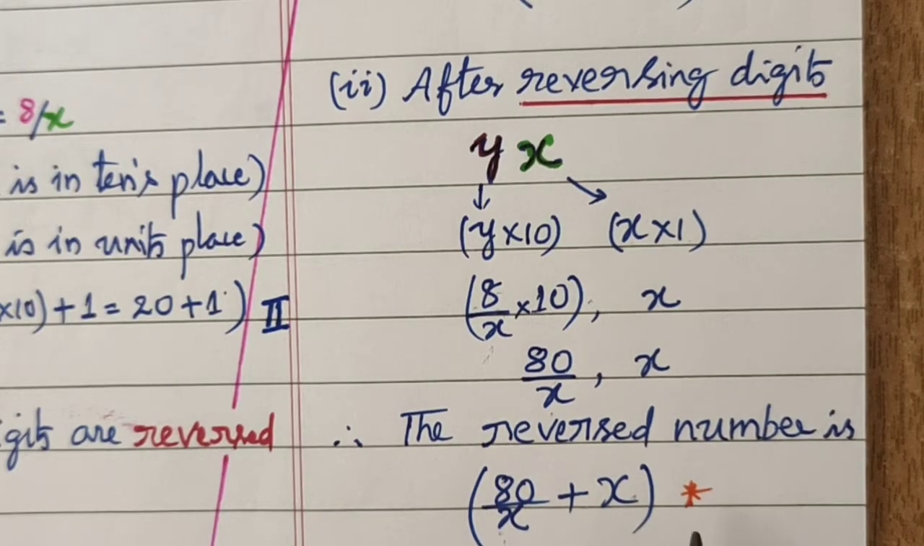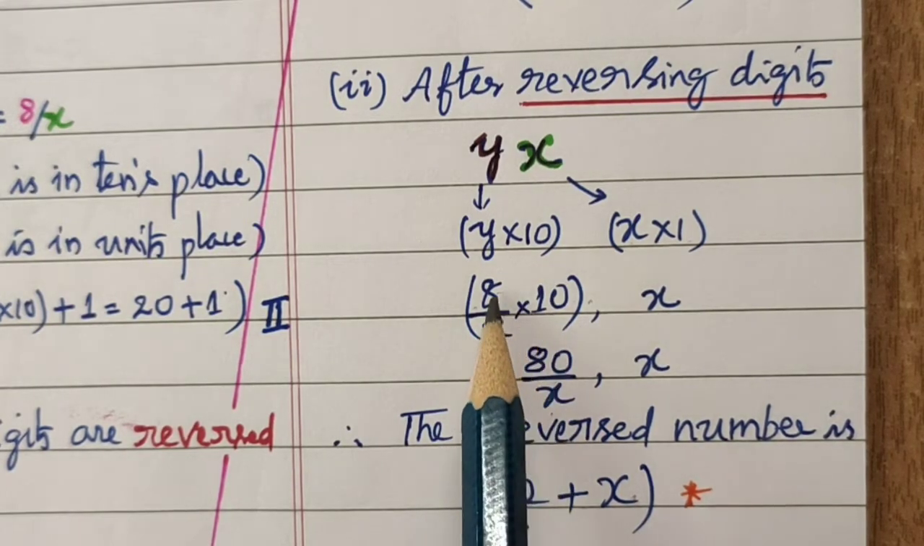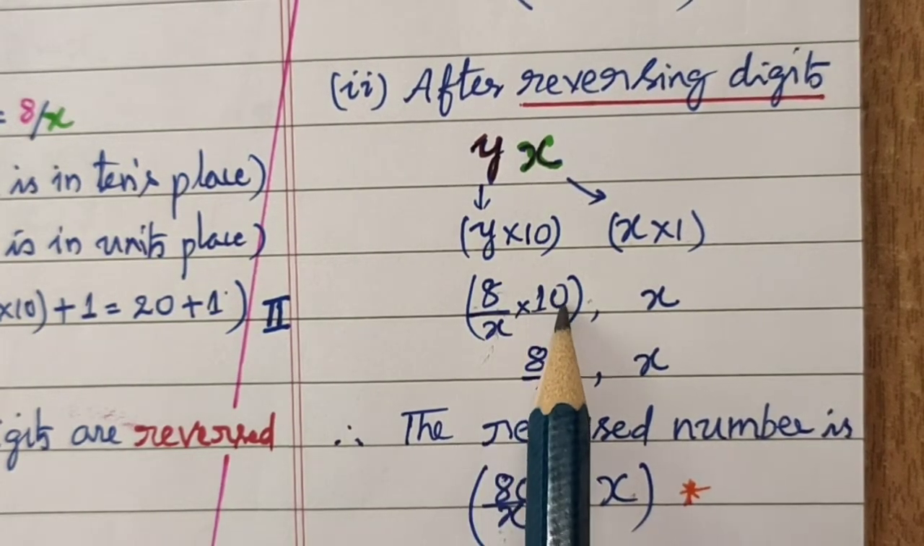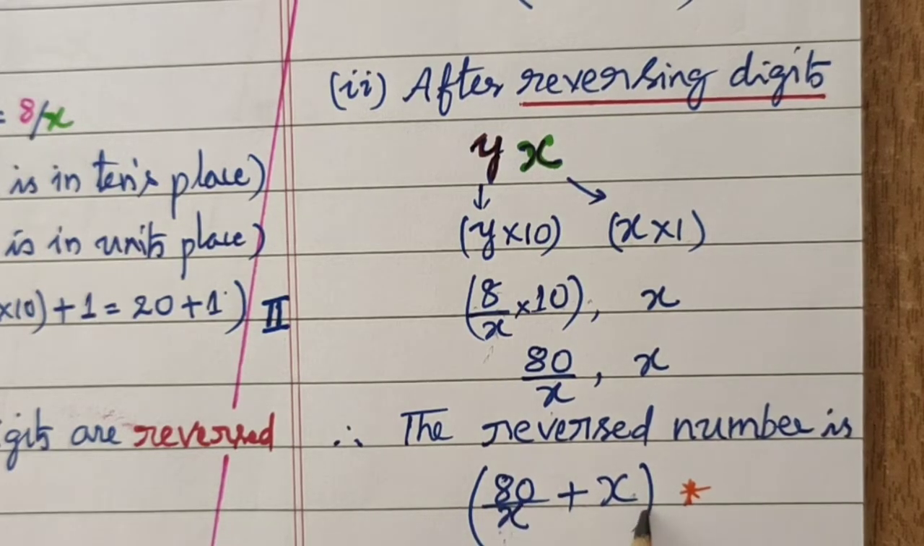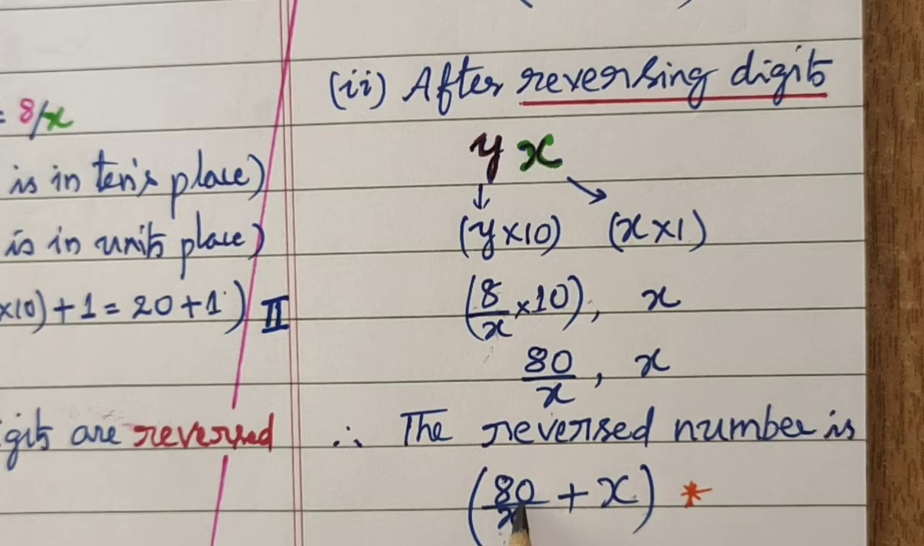The same way, if we write 21 as 20 plus 1, we are writing 8 by x into 10. We are multiplying because this is there in the place of 10. 80 divided by x plus x. We are splitting, that's all. In place of 21 we are writing 20 plus 1, like that. In place of yx we are writing 80 by x plus x.